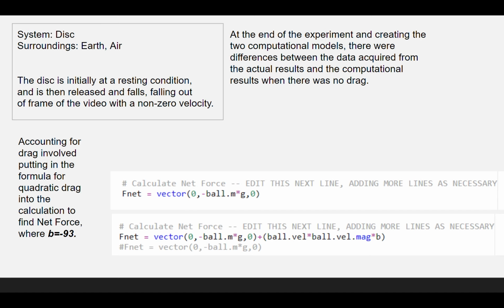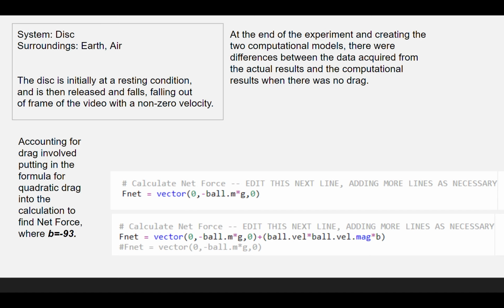The lab involved us recording this process and then putting it into Tracker to gain data about its position and velocity over time. And then we used that data in the formulas defined before to create two computational models, one that involved drag and one that did not, to approximate the situation that we recorded. At the end of the experiment in creating the two computational models, there were differences between the data acquired from the actual results and the computational results when there was no drag.